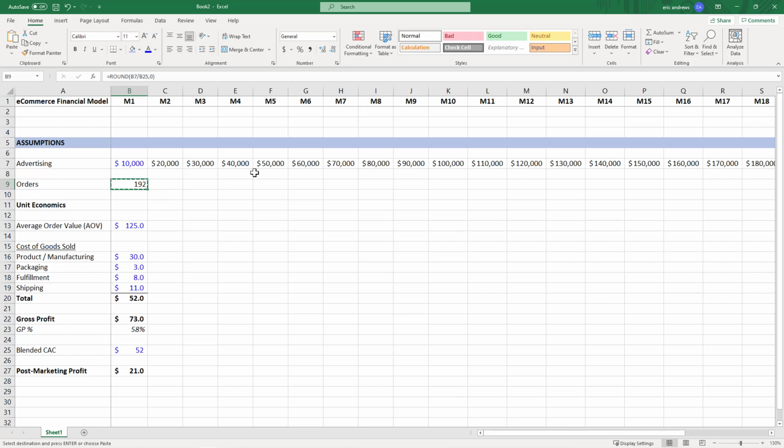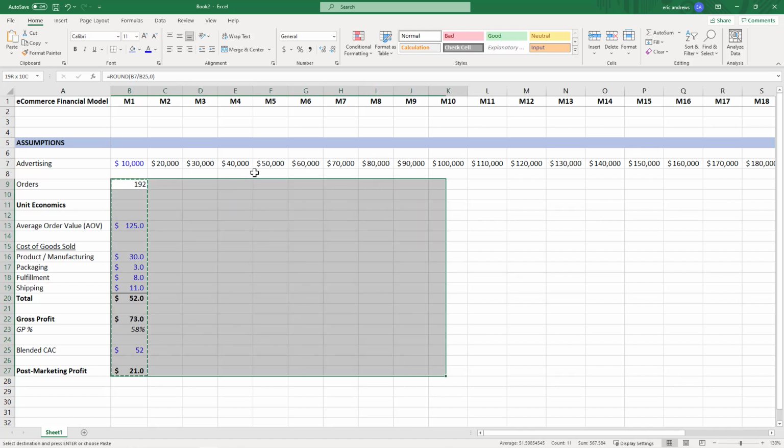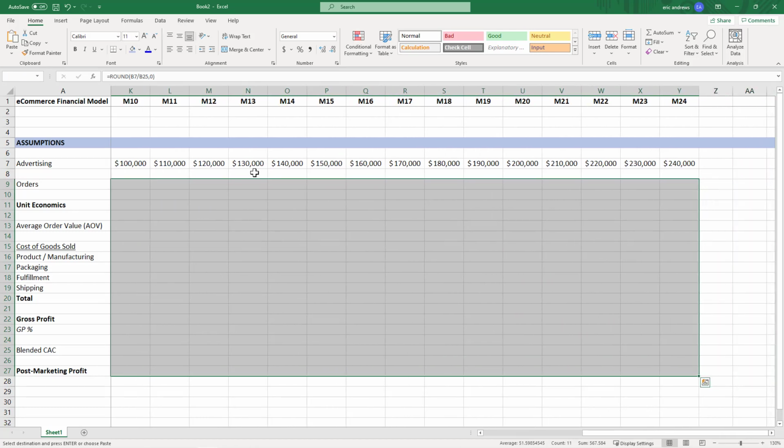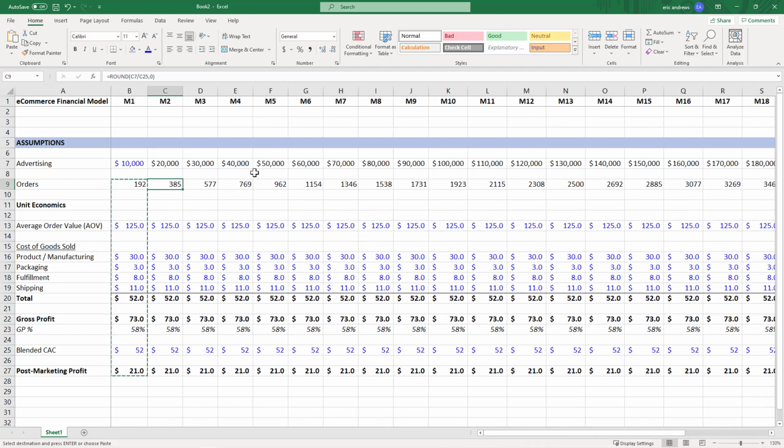Okay, so over time, this is the amount of orders that we have. And so what we can do here is we can just copy all this across to highlight multiple cells at the same time. I'm holding shift, down arrow. To copy, control C, now shift, right arrow, and control V. Okay, so now we have advertising, orders, we have the financial breakdown of each order. What else do we need?